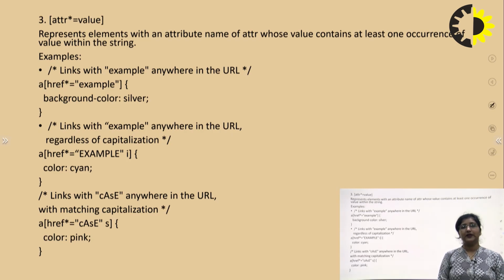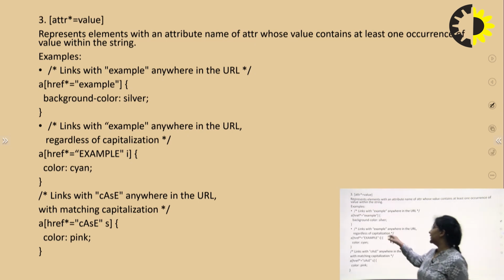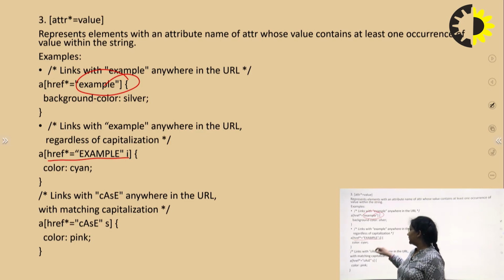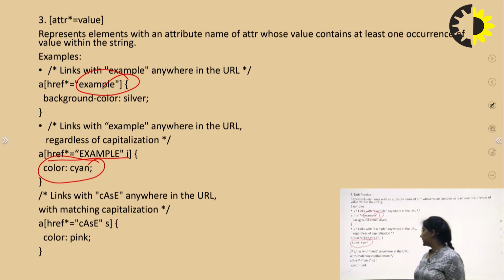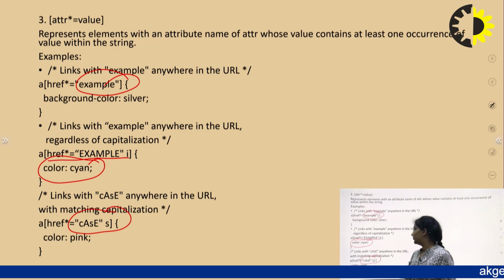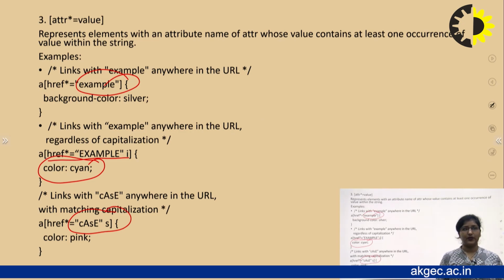But if I write www.abc.com, in that case, it will not work, because I had written the asterisk here, so it expects at least one occurrence of this example in that attribute. So let's see here, a href star is equal to example and the color is meant to be cyan. Similarly, we can have case as well. We can write case here and it will match the capitalization as well.